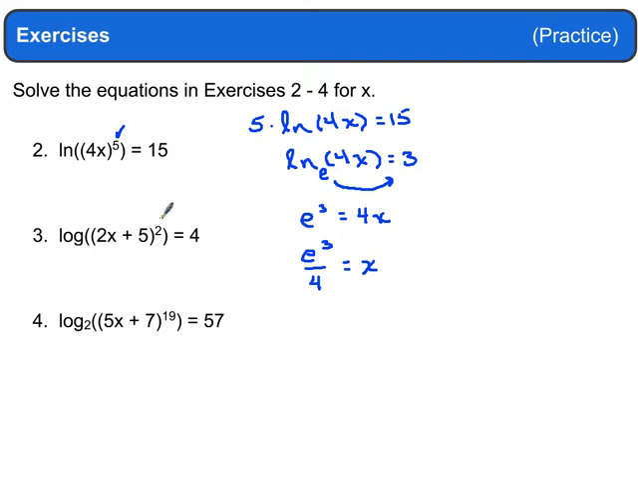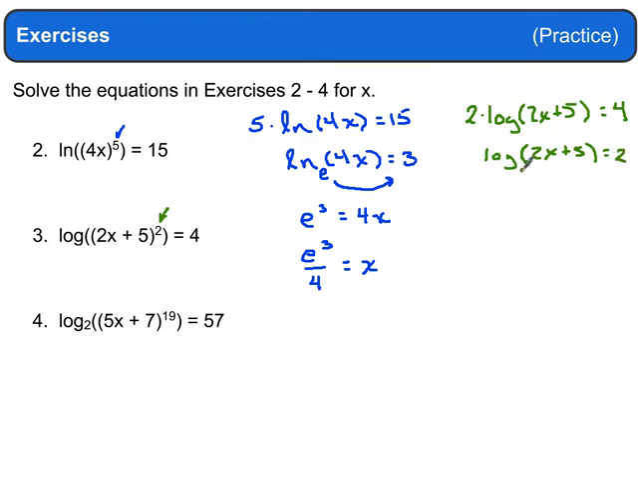Same thing here for number 3. We're going to take this 2 and we're going to move it out front. So I'm going to have 2 times the log of 2x plus 5, and that's going to equal 4. So this is times 2, to undo multiplication, we divide. So when I divide to this side, I get a 2. So my next line is going to say log of 2x plus 5 equals, and again 4 divided by 2 is 2.